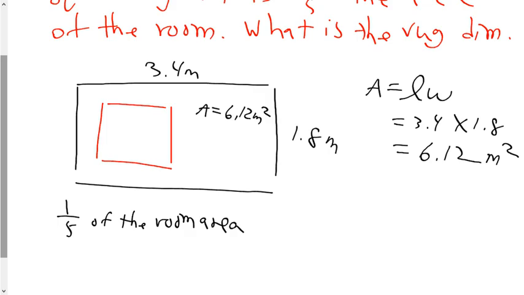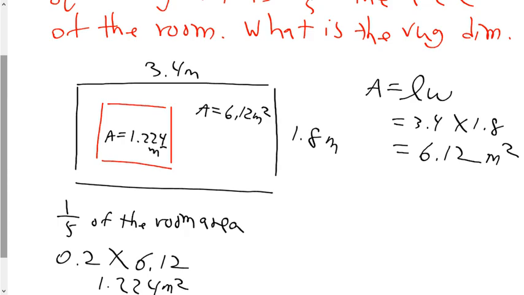1/5, you can keep it a fraction if you like fractions. I don't, I like decimals. Of, we know, is multiplication, and the room's area is 6.12. You can do it with fractions if you want, but decimals are definitely going to be the easier way. 20% of the 6.12 square meters. I get 1.224. When I work that out, I get this, which I now know is the area of my rug, in meters squared.